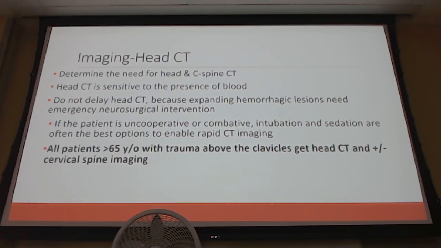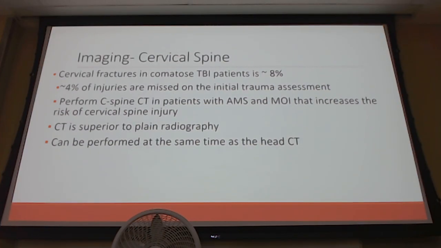A time we consider always scanning is in elderly patients over 65. We have a much lower threshold for scanning, so we're likely going to CT their head and their C-spine just because they're elderly. We worry about easily fractured areas in the C-spine, osteoporosis, things like that. So we have a lower threshold for imaging in the elderly, but it's something we need to consider when we're evaluating them. C-spine, we're going to talk about that in the next lecture for our neck trauma.